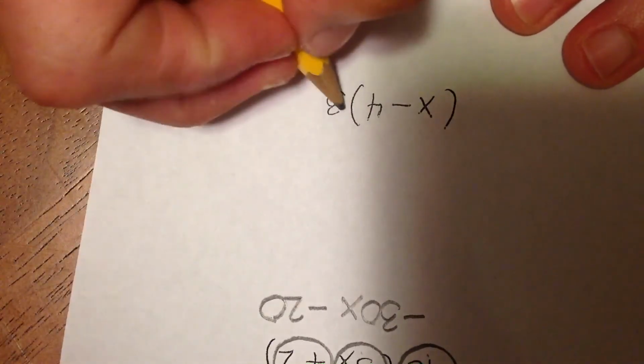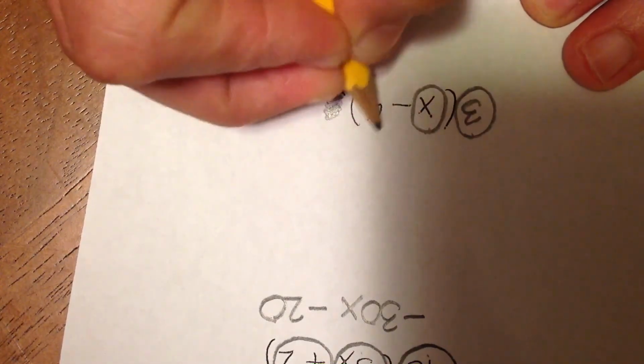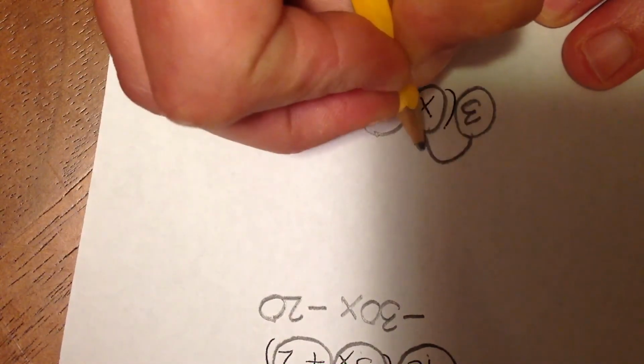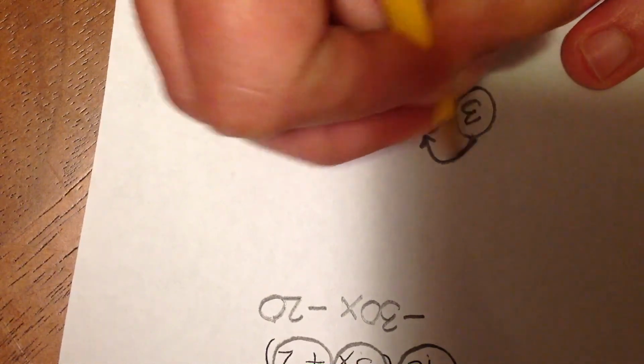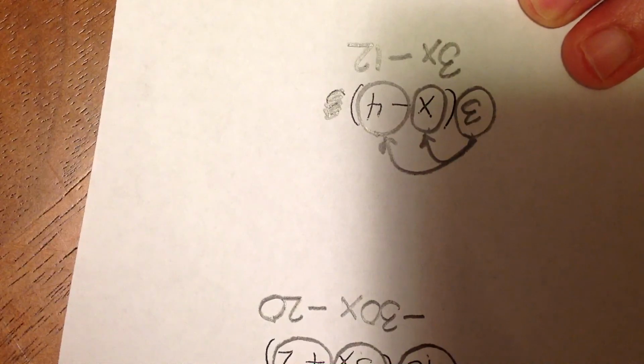And in the last example, I'm going to move 3 to the left-hand side, and I'll still multiply 3 by both x and negative 4. 3 times x is 3x. 3 times negative 4 is negative 12. 3x minus 12 is my answer.